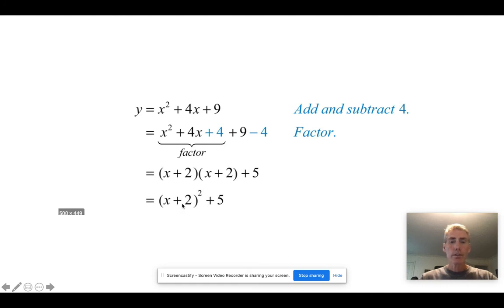For this one, the vertex would be x equals -2 and y equals +5. Whenever it's in the parentheses and squared, you actually use the opposite of that number to find out what the x-coordinate would be.